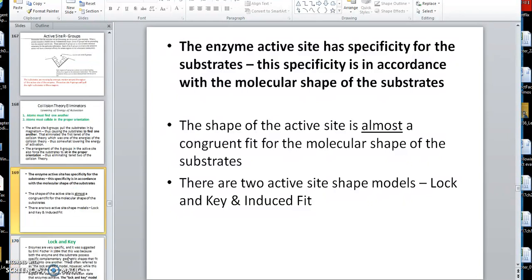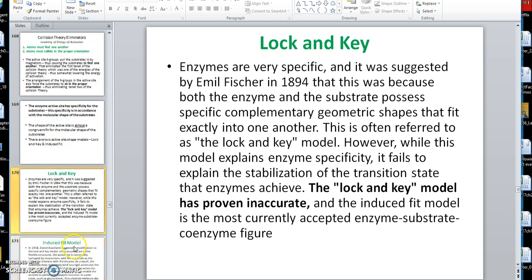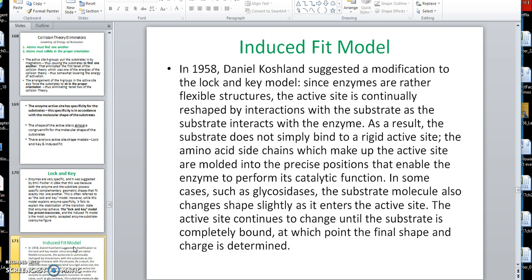Okay? The lock and key model said that you had to be the exact shape. Now, I often allude to in class, if it had to be the exact shape, let's take even the NBA. If the basketball hoop was exactly the same size as the basketball, you'd have to hit it dead center. The games would be a lot lower in scores. The induced fit model says that it's kind of the shape, and when it comes in, it fits the shape.